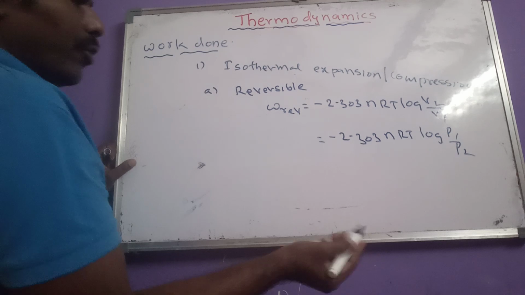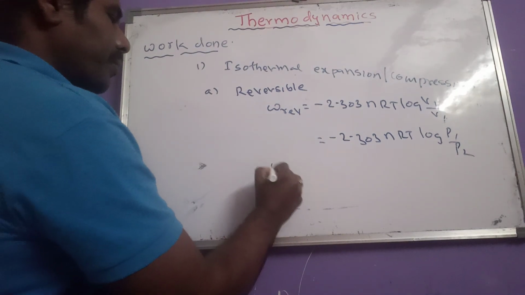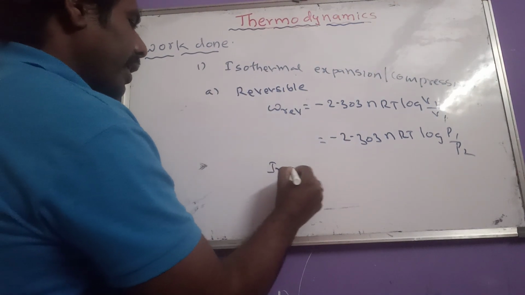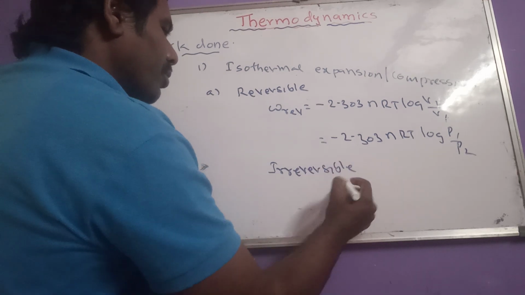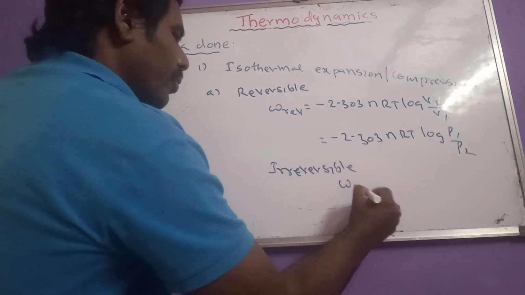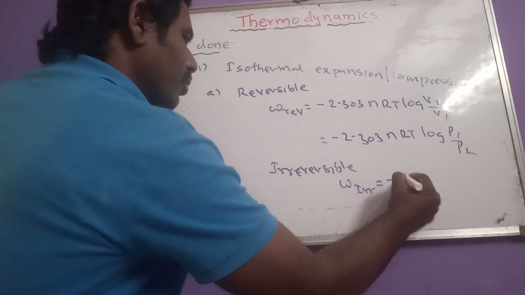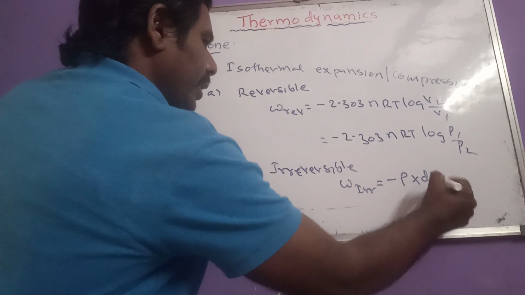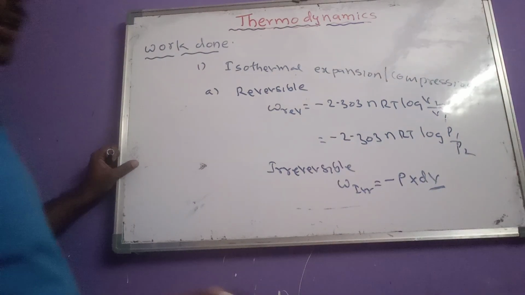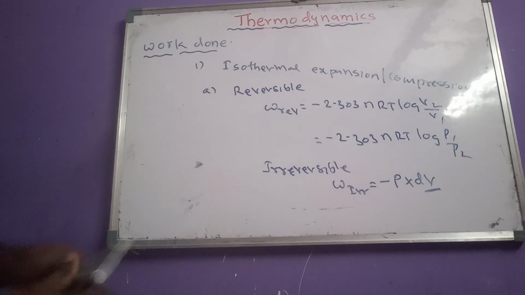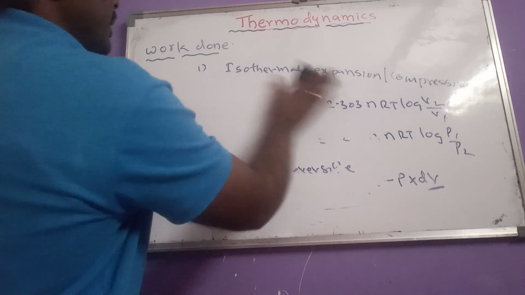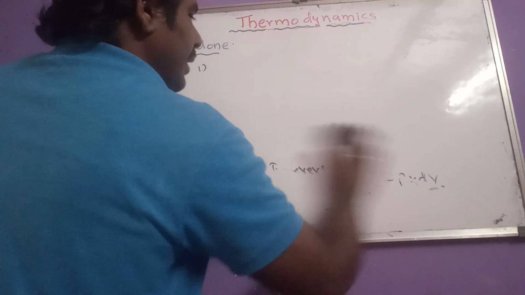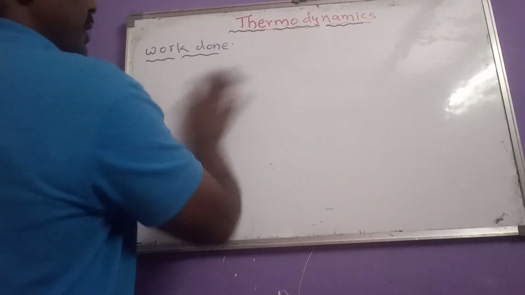And if you go for irreversible conditions, what is the formula we have to use? W irreversible equals minus P into delta V, or change in volume. So these are the two formulas we have to use for isothermal expansion or compression.